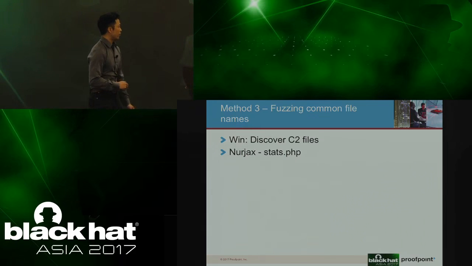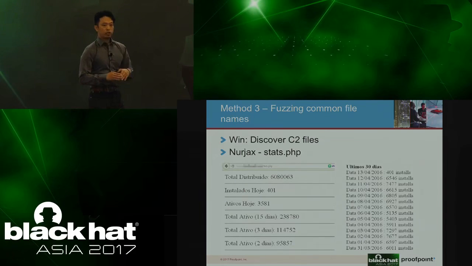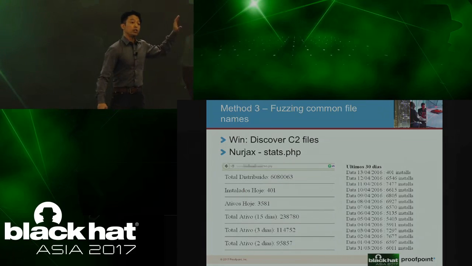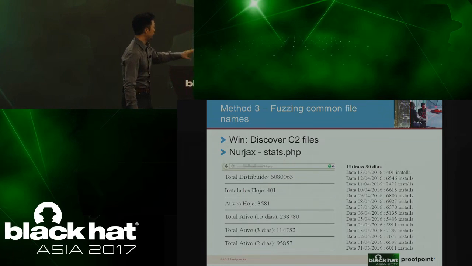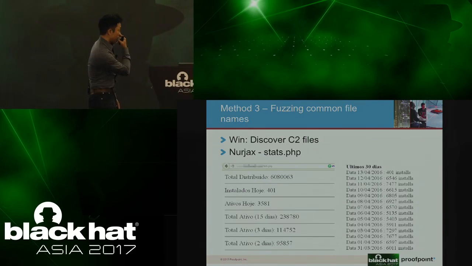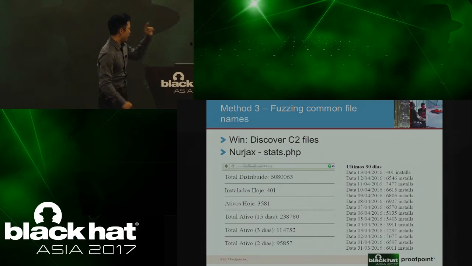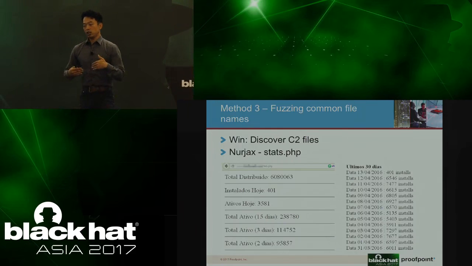We found a stats.php, which was openly accessible, no credentials required, and it's a part of their control panel. It was listing out their infection statistics. So we can see that, for example, they had a total of 6 million distributions. Their active infection in the past 15 days was about 238,000. Okay, and this was done through our fuzzer.